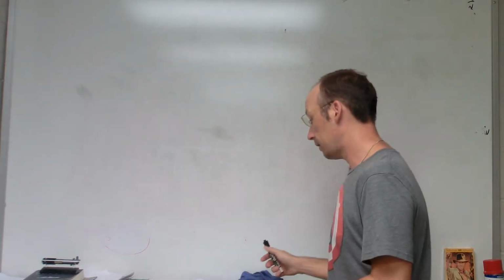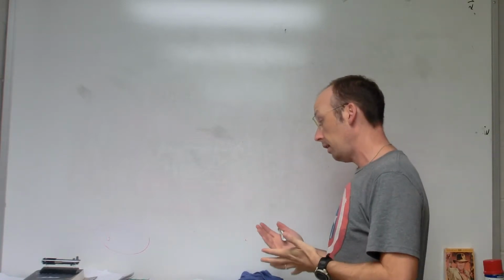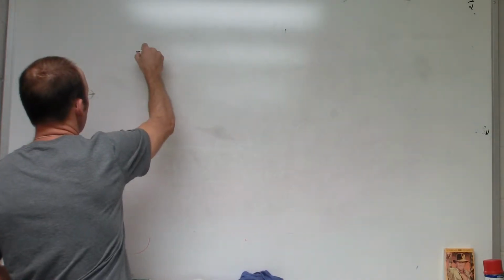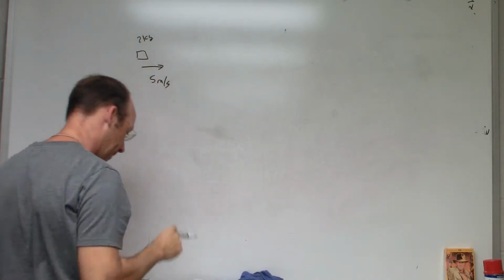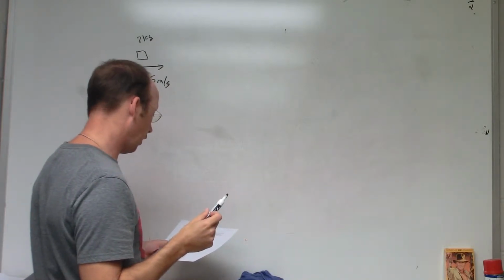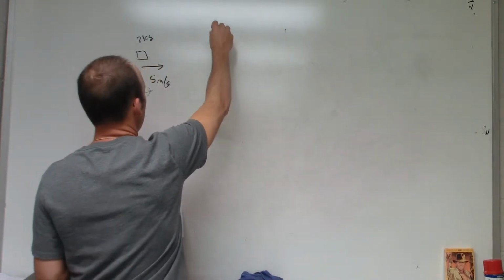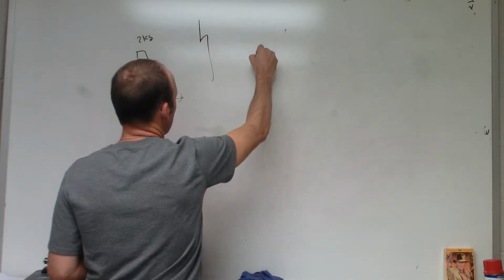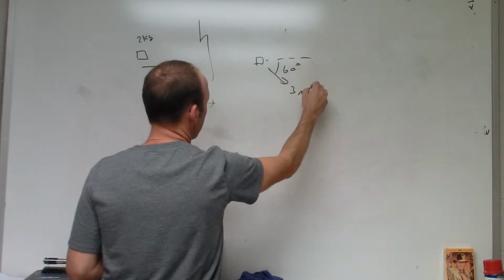Let's get to work. Okay, so here's the problem. It says an object hits another object and it's deflected. So here we have the initial object like this. It's 2 kilograms. It's going at 5 meters per second. Let's say it's that way. And then it says it's deflected through an angle of 60 degrees and has a speed of 3 meters per second. So this is before, and this is after. It's going like that. That's 60 degrees, and this is 3 meters per second.